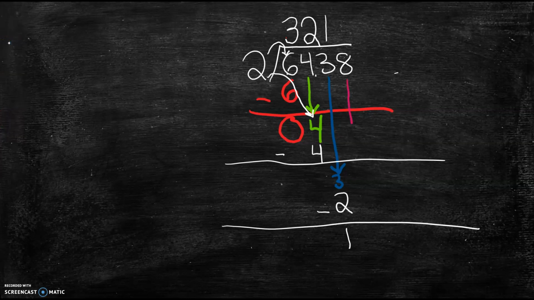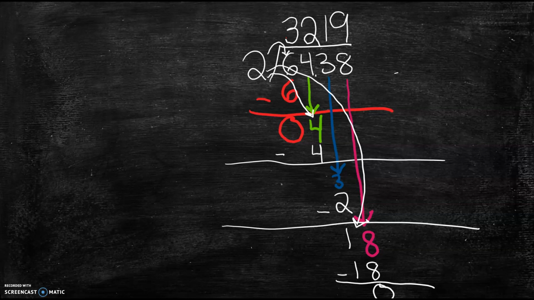Now, lastly, we're going to bring down this 8. And we're going to write it right here. So, the last question. How many times does 2 go into the number 18? Now, it's a big number, so if you need to think about it, just take a minute, okay? How many times does the number 2 go into 18? That's right, 9 times. 9 times 2 is 18. And look, we have none left over.